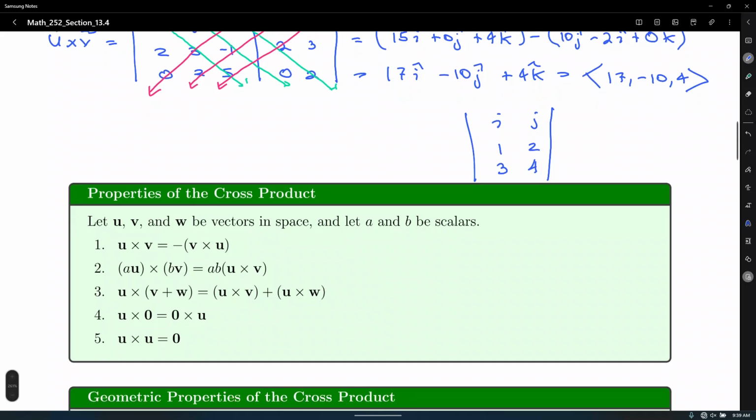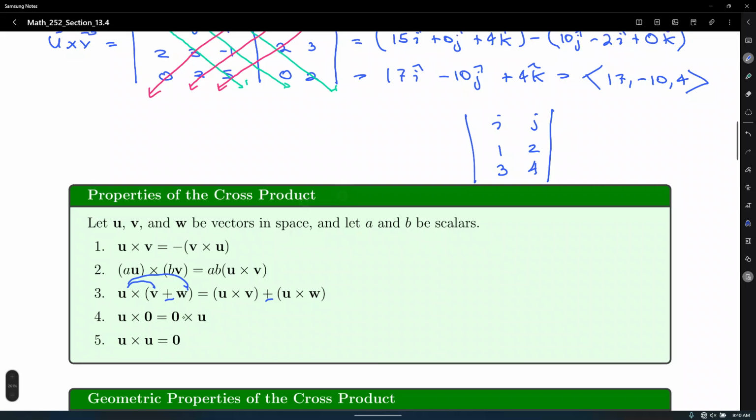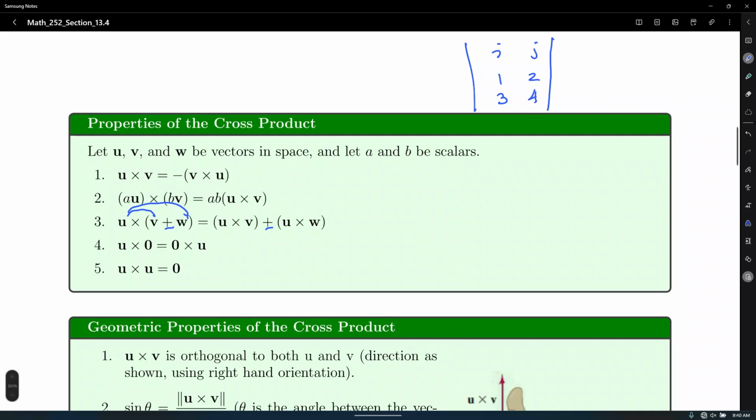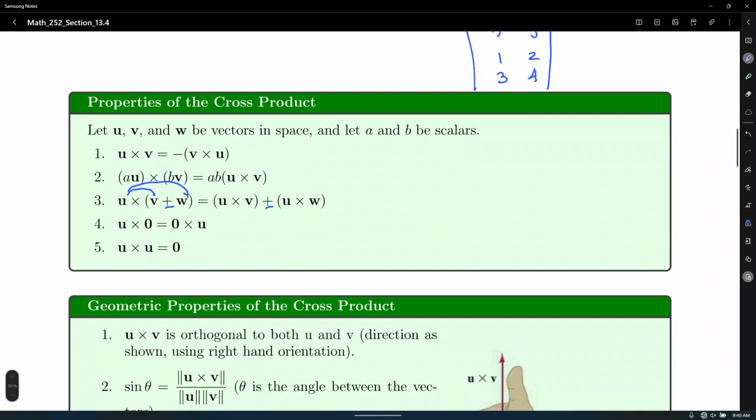Another distributive property: U cross V plus U cross W, or minus. Either way, it works for the plus or the minus as well. The cross product between a vector and the zero vector, no, it's not the number 0, the zero vector, that's the only case where the multiplication is commutative, all right? And the cross product of a vector with itself is the zero vector, not the zero number, the zero vector.